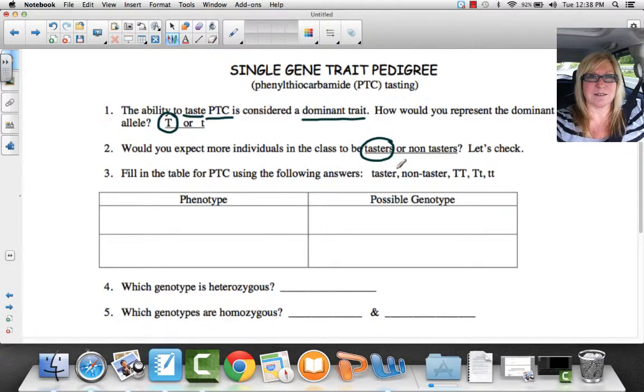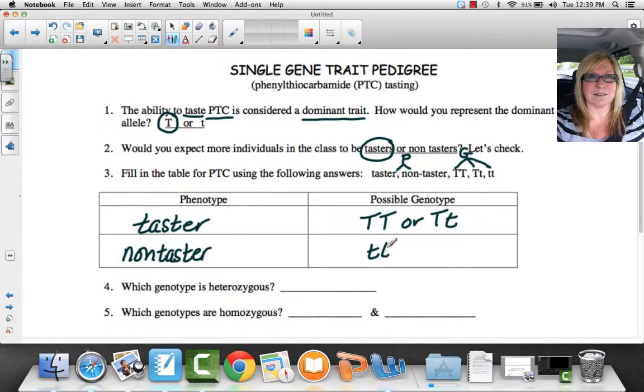So these are our possible phenotypes, taster and non-taster. And these are our possible genotypes. We have homozygous dominant, heterozygous dominant, and homozygous recessive. So if we're a taster, and we know that that's a dominant trait, what would our genotypes be? Well, either big T, big T, or big T, little t. Because if we're a non-taster, that means we have the recessive allele, and both alleles have to be recessive in order for the trait to appear.